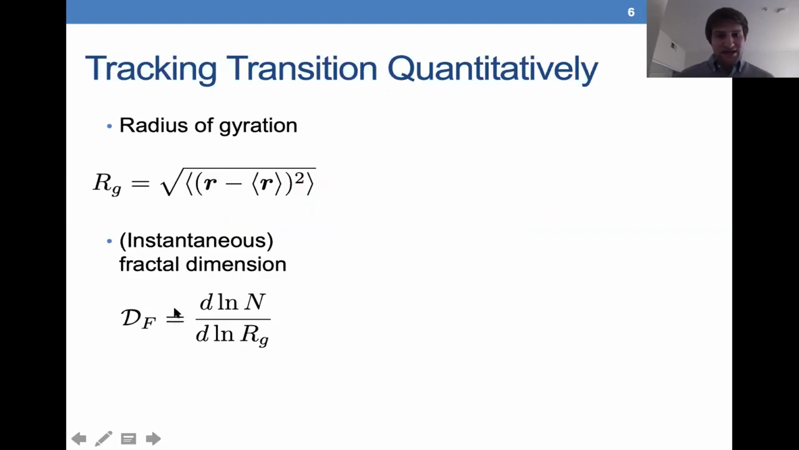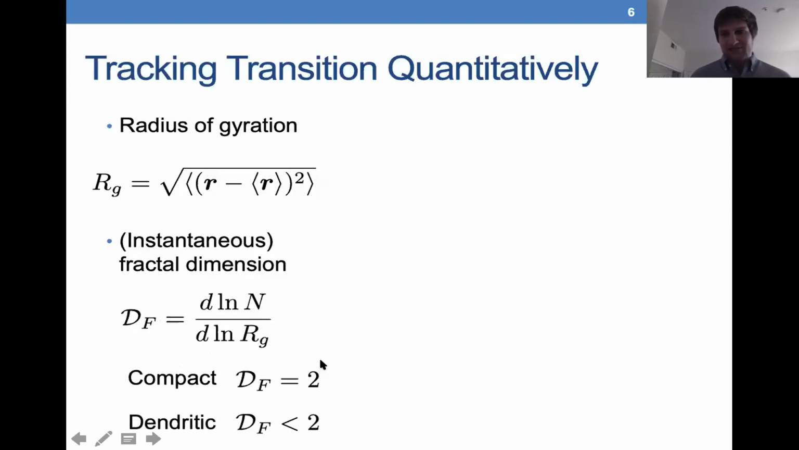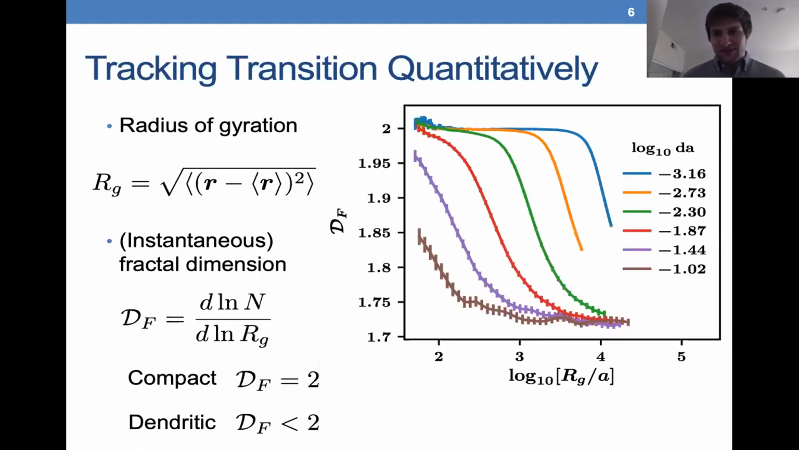And then we need to define an observable that will actually track the transition from a compact to a dendritic structure. And we can do that using this quantity called the fractal dimension, which is defined as the derivative of the log of the number of particles in the cluster with respect to the log of the radius of gyration. And the details aren't too important here. The point is just that if the structure is compact, the fractal dimension will be 2. This is in 2 dimensions. And if it's not compact, if it splits into that fractal branching structure, the fractal dimension will be less than 2. And sure enough, if we actually do this, we see that this works.